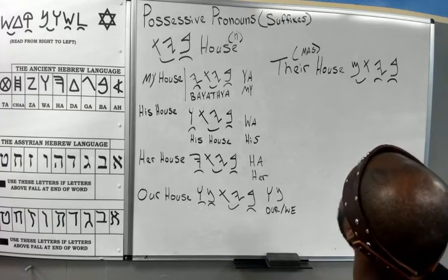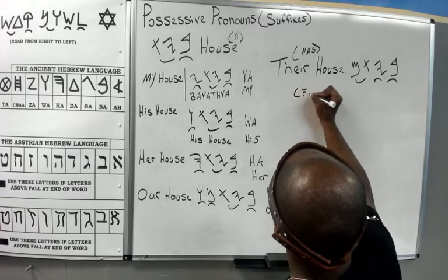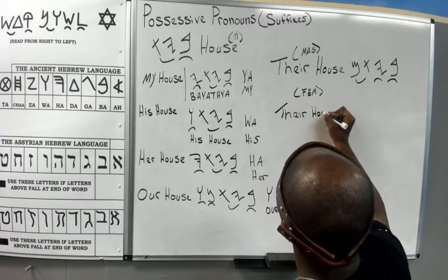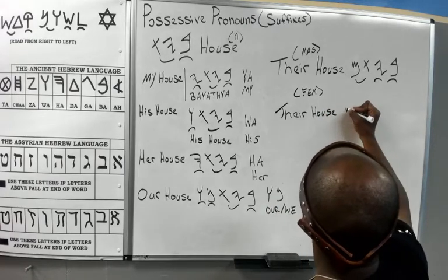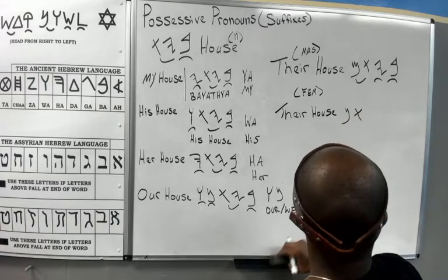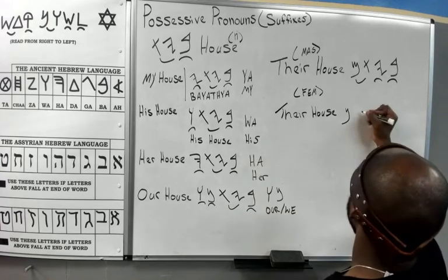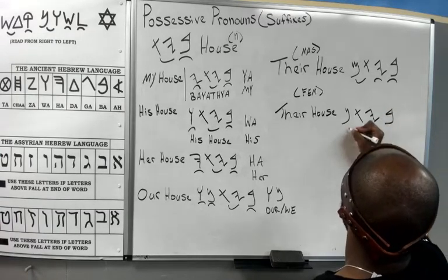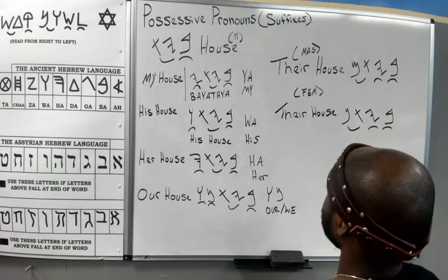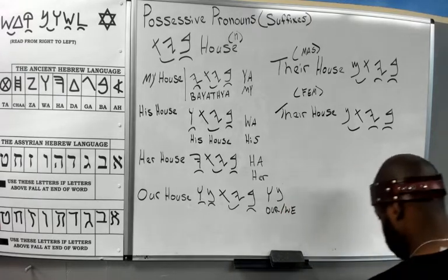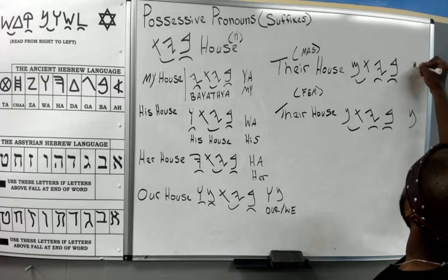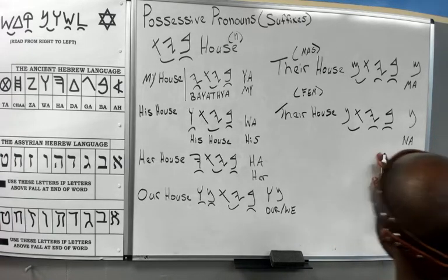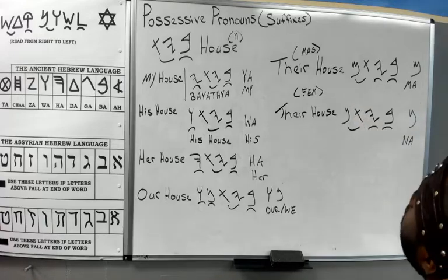All right, so with the na, what makes it feminine is if it falls at the end of a word, and same thing for the ma. If it falls at the end, it's going to make it masculine.